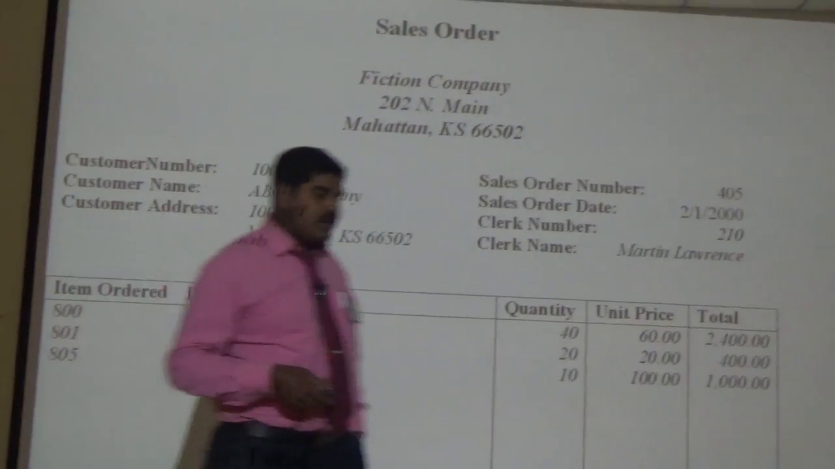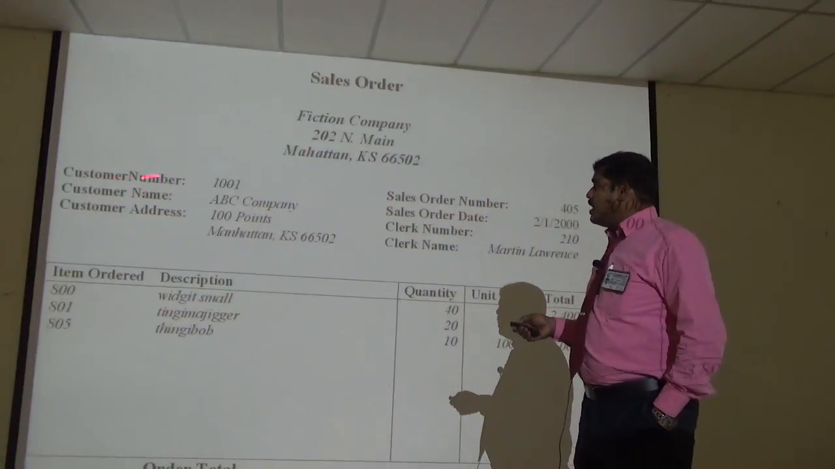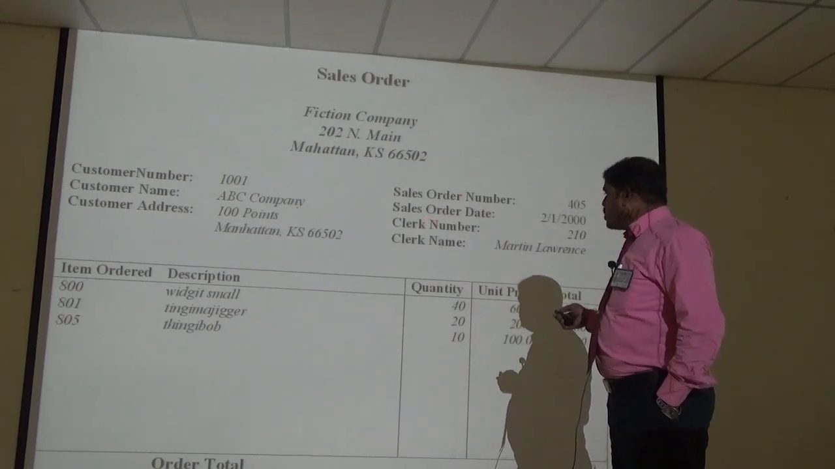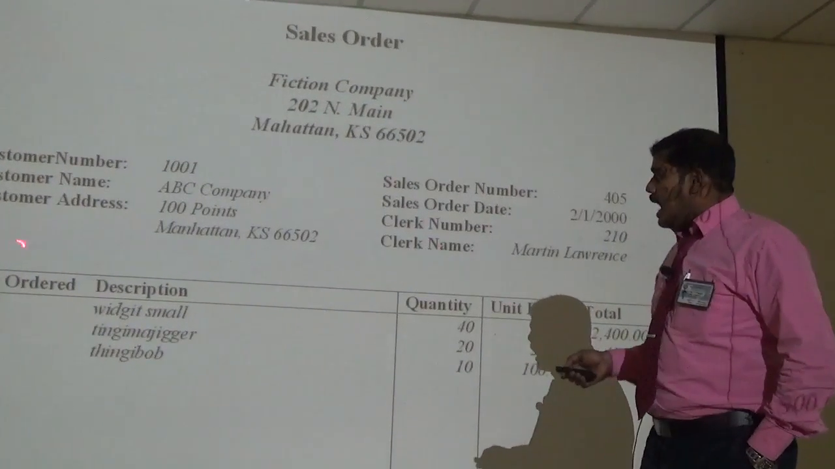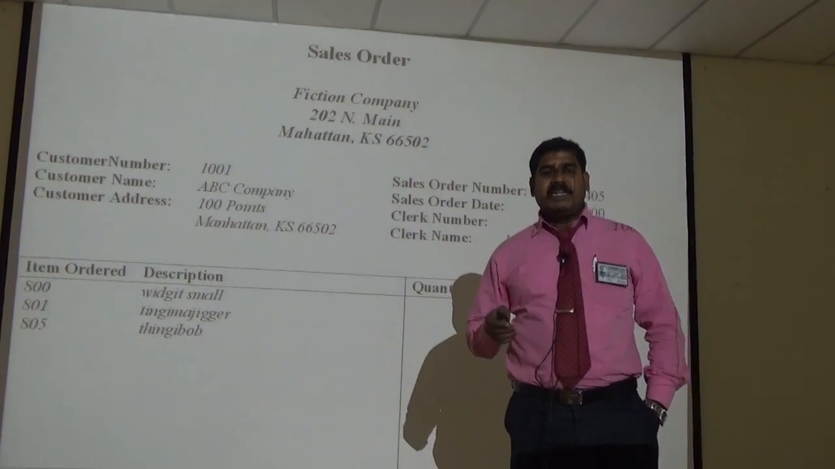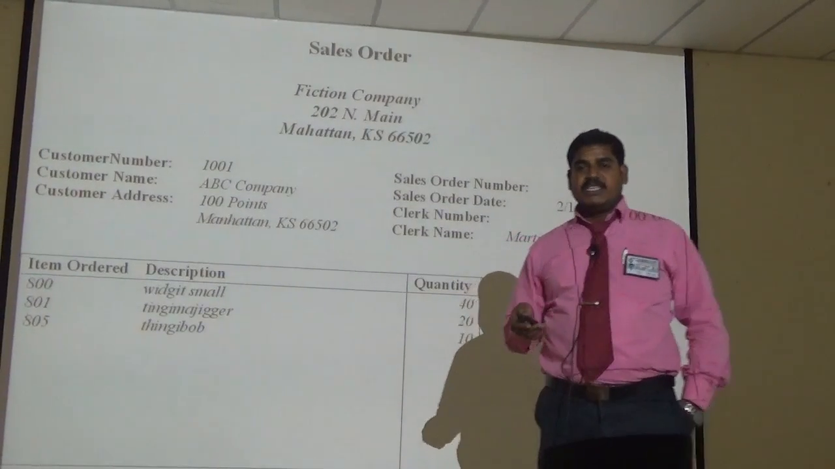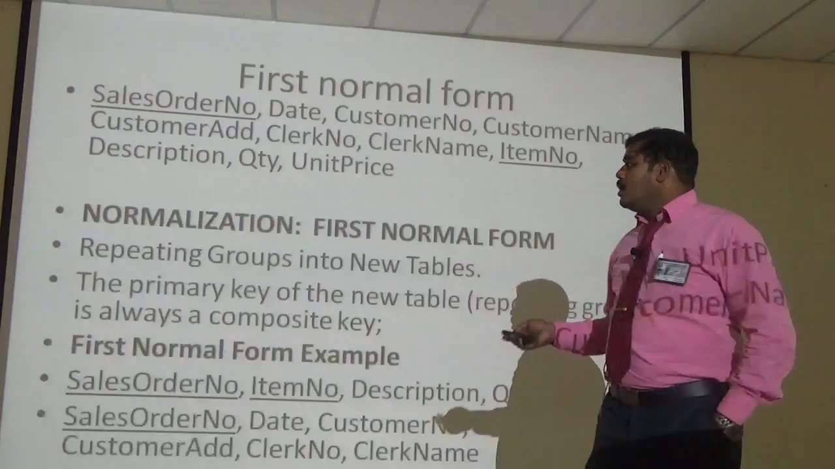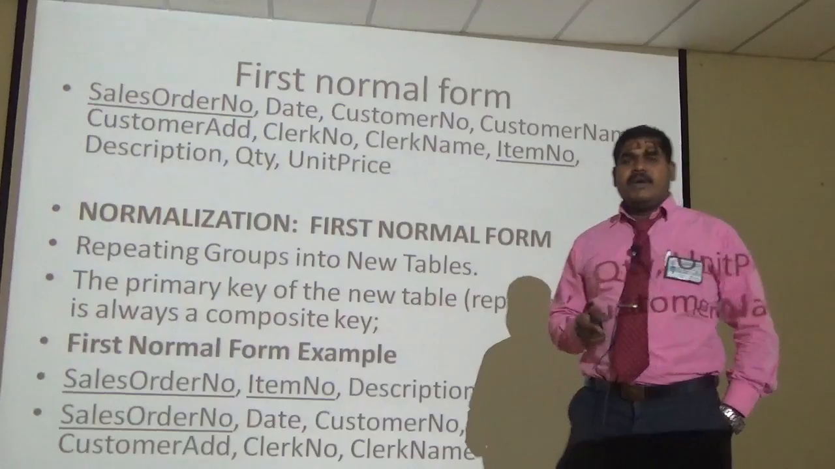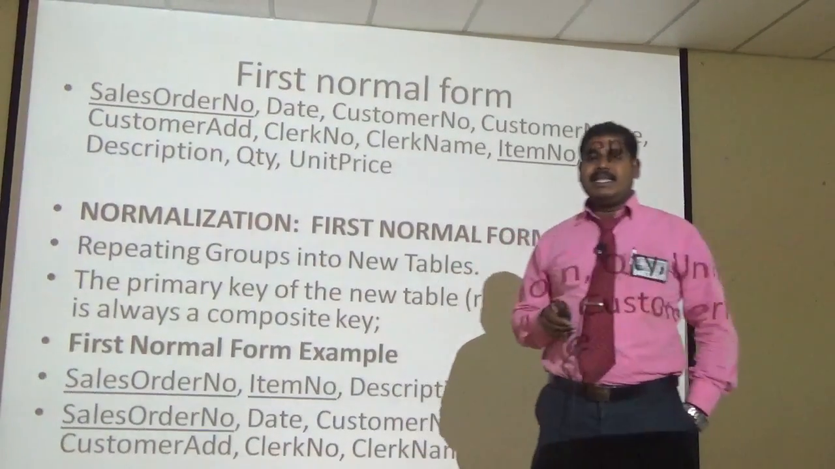The input for the normalization here is a very big table. The table consists of the customer number, customer name, customer address, sales order number, sales order date, clerk number, clerk name, item order, description, quantity, and unit price. So we'll see the different types of normalization, step by step, and what things we are going to avoid. In the first normalization, the very important thing, in very simple terms, is avoiding the repetition.